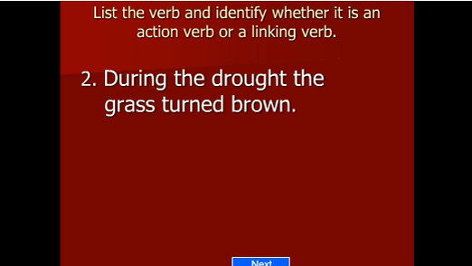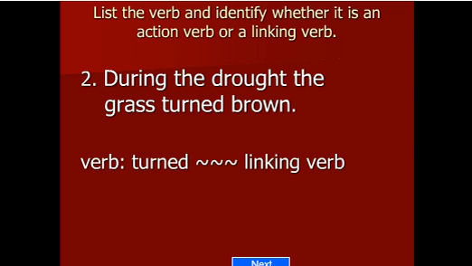Let's try another. During the drought, the grass turned brown. So what was happening? Something turned is the verb, right? Is it action or linking? Try the test. During the drought, the grass is brown, or the grass was brown. Still kind of makes sense, doesn't it? Then it is a linking verb.